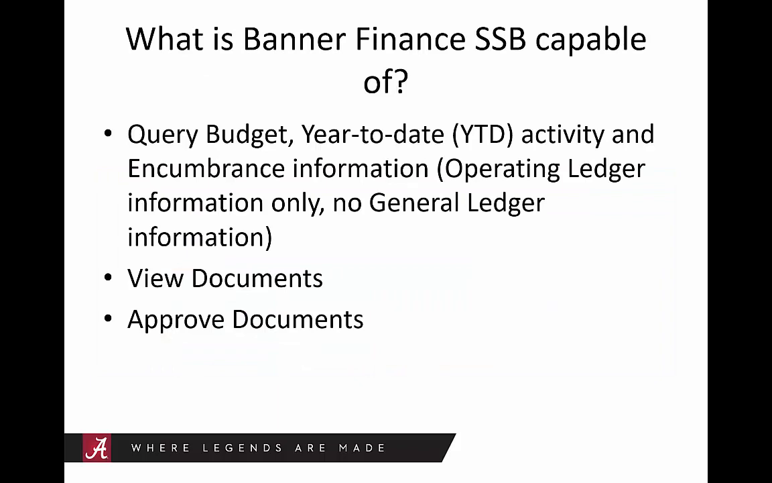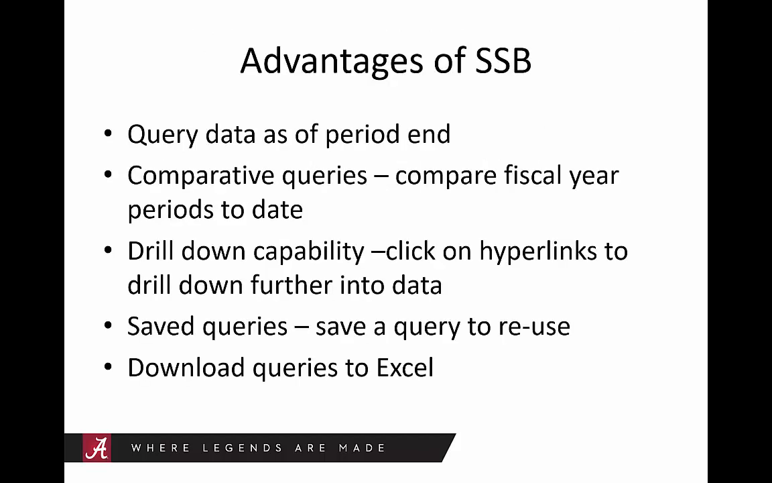Banner Finance Self-Service allows you to query budget, year-to-date, activity, and encumbrance information. This is operating ledger information only. No general ledger information is available. It also allows you to view documents and approve documents.